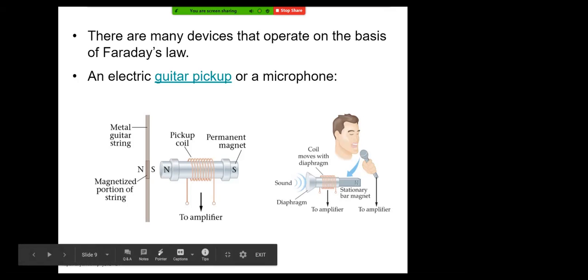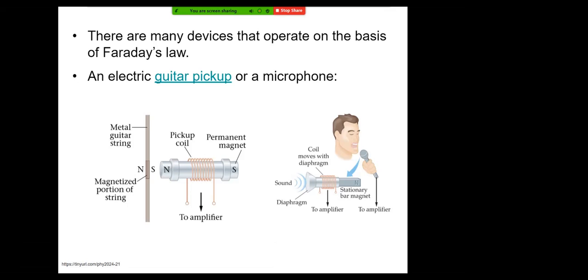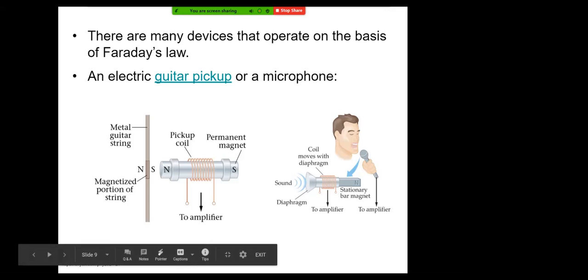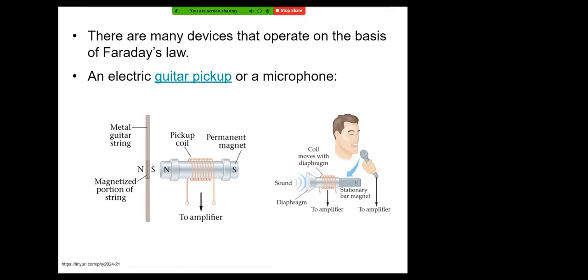For the microphone, the way it works is there's a diaphragm. When the sound wave hits it, it pushes it back and forth. The magnet is stationary in this case. However, now you have the coil moving relative to the magnet.